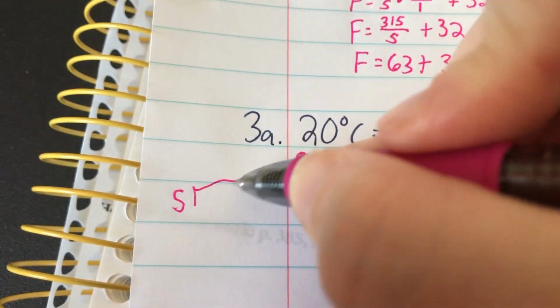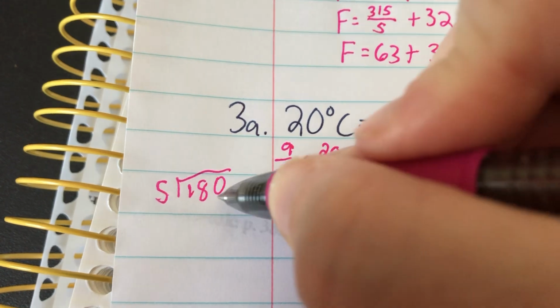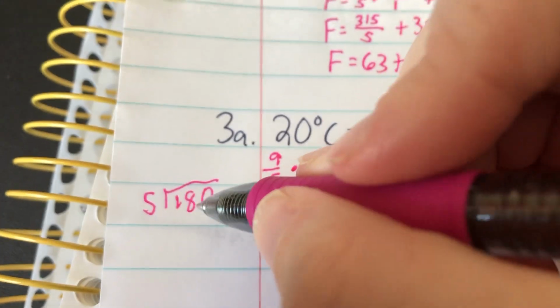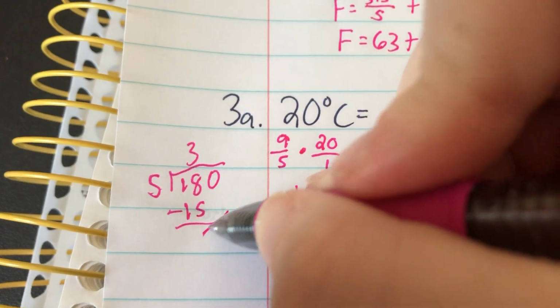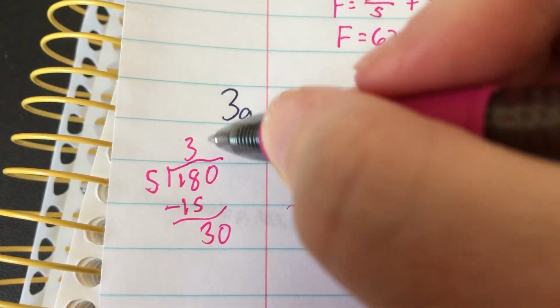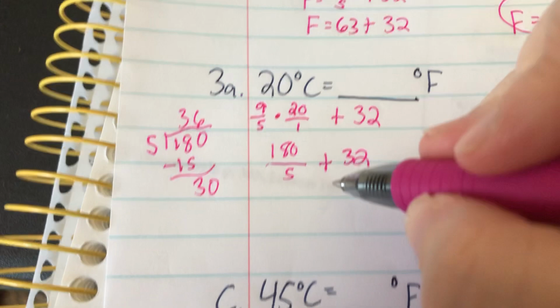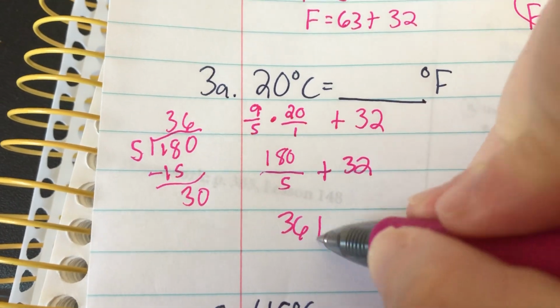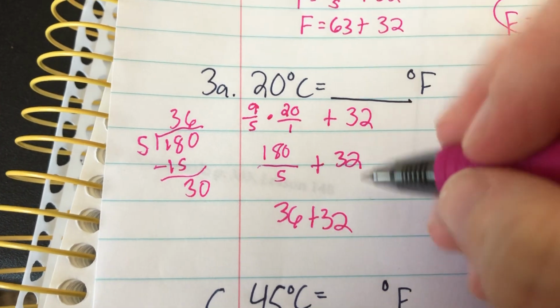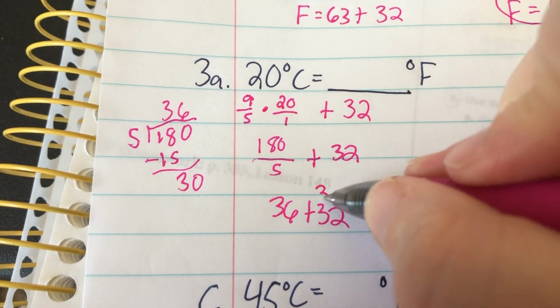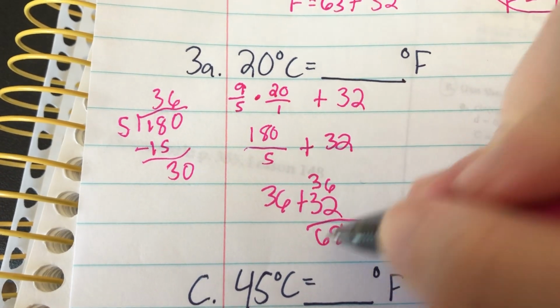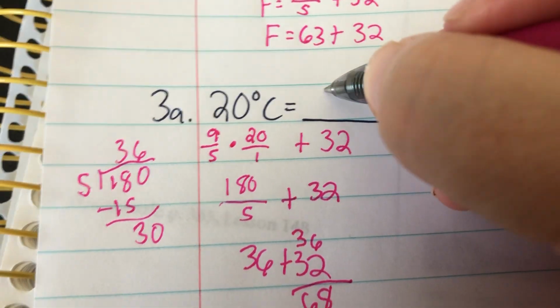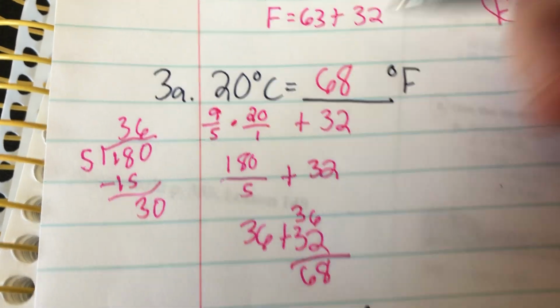5 into 180. We know it will go evenly because that ends in 0. 5 into 18 is 3 times, which is 15. Subtract, you get 3. Bring down your 0. 5 goes into 30 6 times. So it's going to become 36 plus 32. If we add those together, 8, 6, 20 degrees Celsius is the same as 68 degrees Fahrenheit.